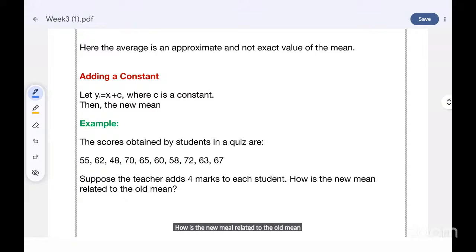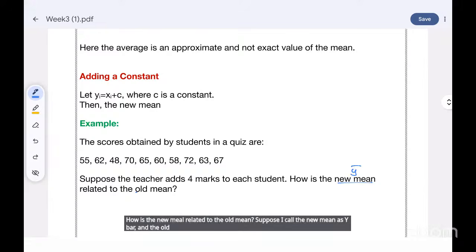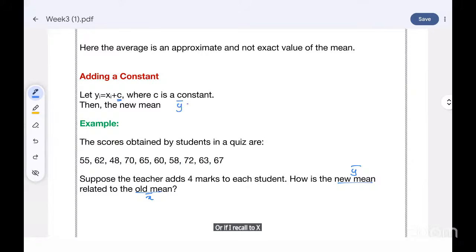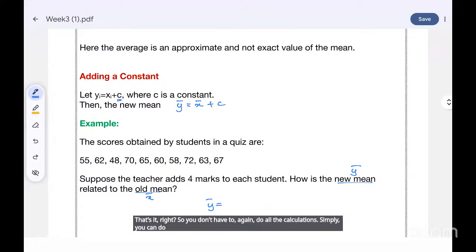Suppose I call the new mean y bar and the old mean x bar. How are x bar and y bar related if I am adding a constant c? y bar equals x bar plus the constant. That's it, right? So you don't have to do all the calculations again. Simply you can do y bar equals x bar plus c.